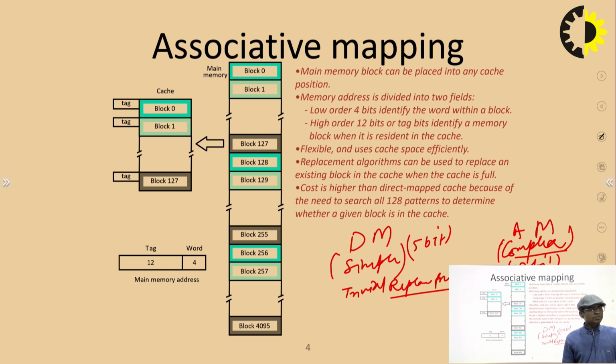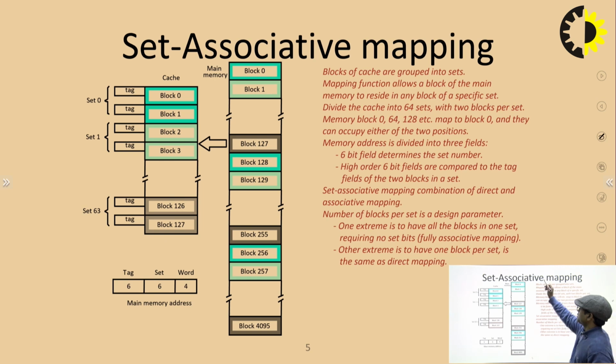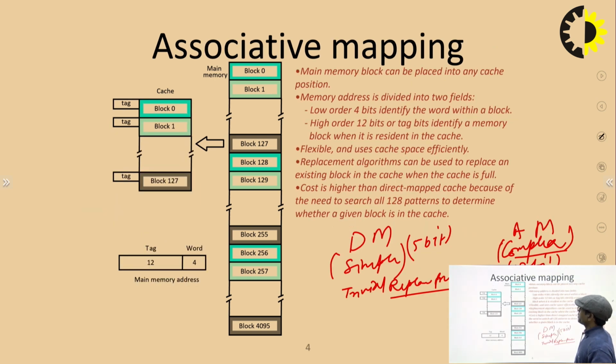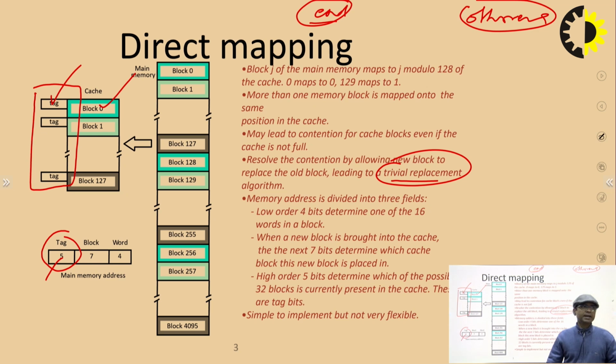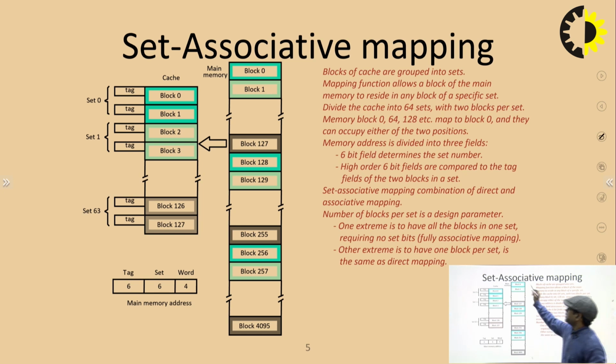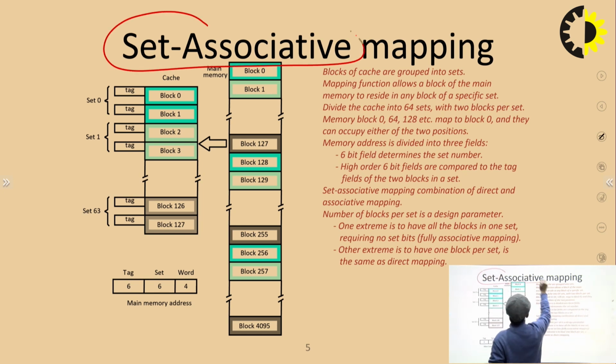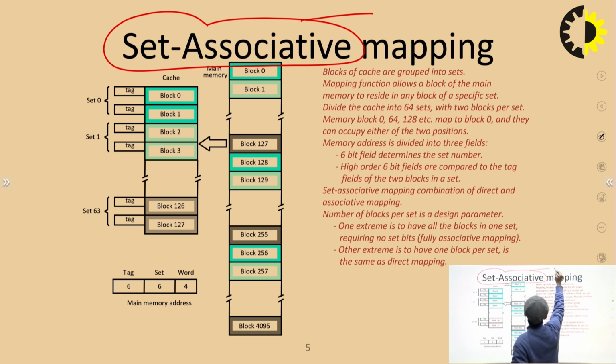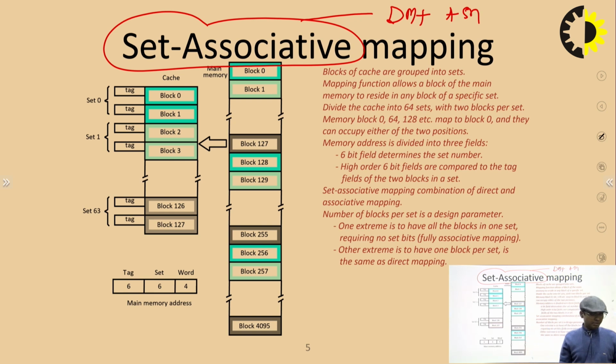So dear students, can you think of some intermediate solution? Yes, there is an intermediate solution, called set associative mapping, which brings the best part from direct mapping as well as from associative mapping and merges it into a single technique. So you can say set associative is an in-between technique between direct mapping and associative mapping. Direct mapping is taken care of, and associative mapping is also taken care of.